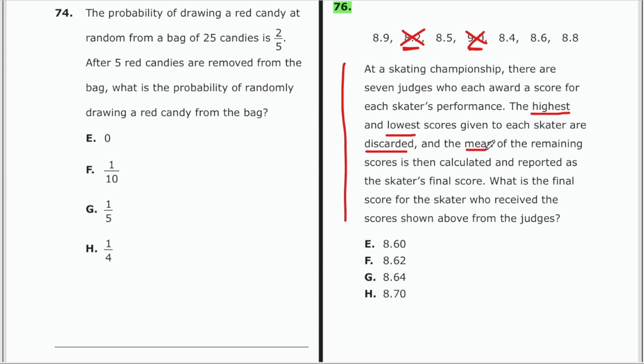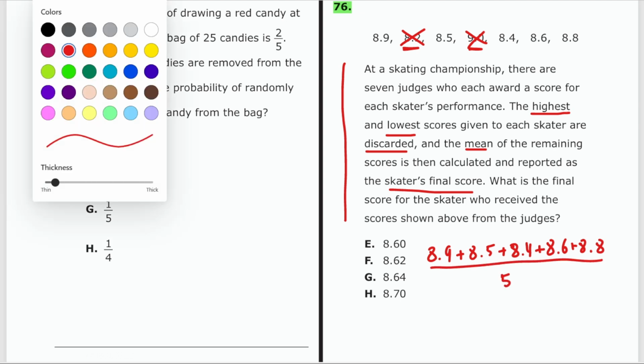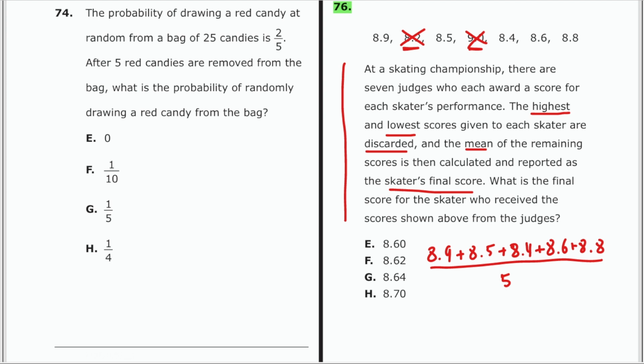And the mean, which is the average of the remaining scores, is then calculated and reported as the skater's final score. What's the final score? In order for us to find the final score, we have to add them up. So what most of you will do, you'll just do 8.9 plus 8.5 plus 8.4 plus 8.6 plus 8.8, and then divide this by 5. And it's going to be a very long way to do this. What I suggest is much faster.